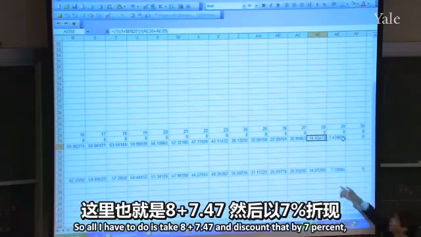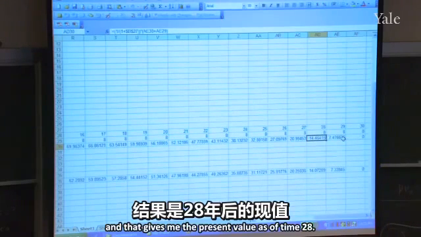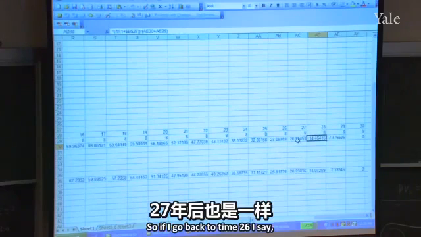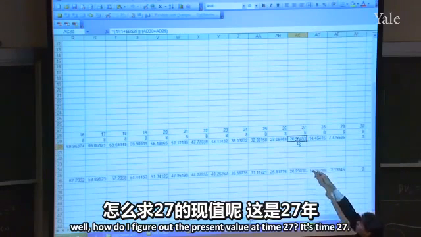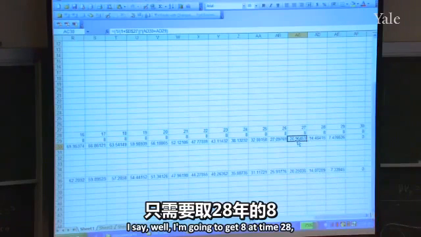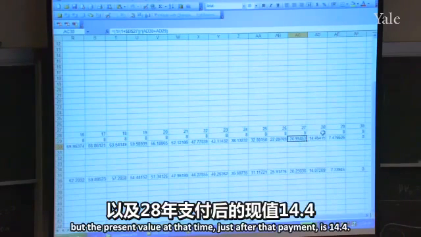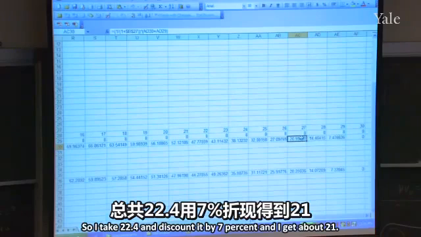Okay, so all I have to do is take 8 plus 7.47 and discount that by 7%, and that gives me the present value as of time 28. So if I go back to time 26, I say, well, how do I figure out the present value at time 27? I'm going to get 8 at time 28, but the present value at that time, just after that payment, is 14.4. So I take 22.4 and discount it by 7%, and I get about 21.